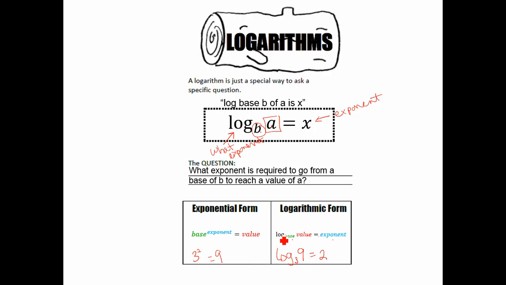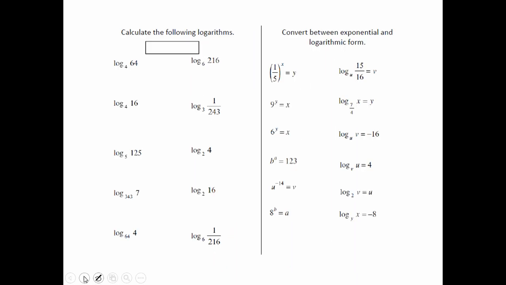What exponent on this base gives me that value? The exponent is the answer. So our notation sort of just switches around. It takes some getting used to, and we're going to practice quite a few on the next 2 pages, okay? So I'm actually going to start on the right-hand side here when we convert between exponent and logarithmic forms.